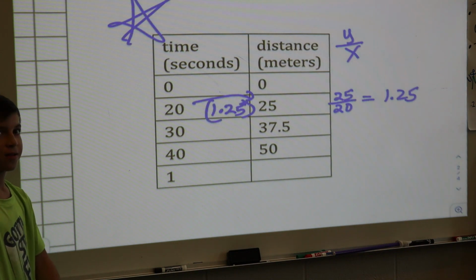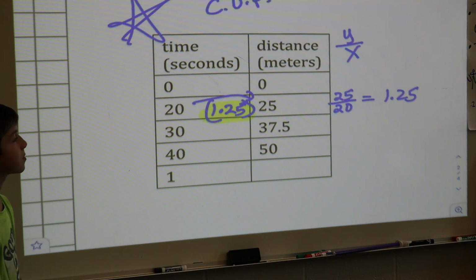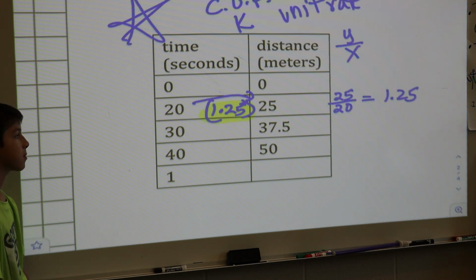What do we call that number? The constant of proportionality. It's the constant of proportionality, right? Often I highlight it yellow in the table. What is another name for that? The COP. What else? The K factor. What else? Unit rate. Okay, so we know that going across, we can multiply each one by 1.25.